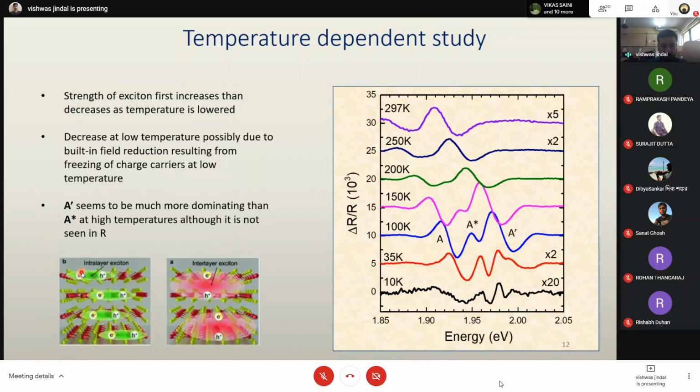And then there can be a possibility where the electron and hole are residing on adjacent layers. Like in this picture, it's showing the electron and hole here, but for this electron, the hole can also be on this layer.